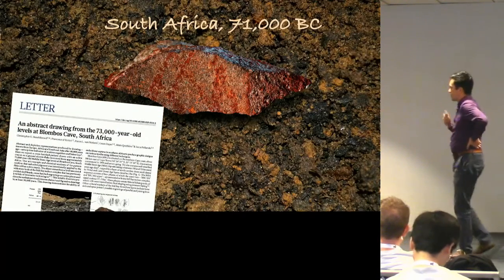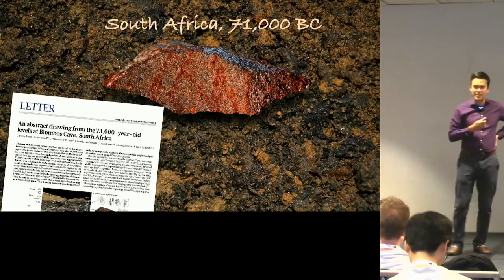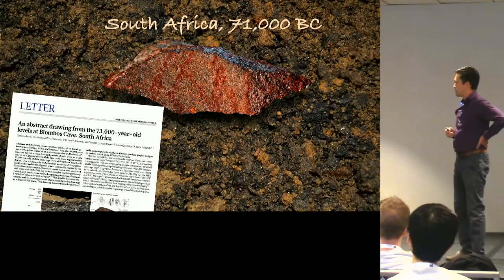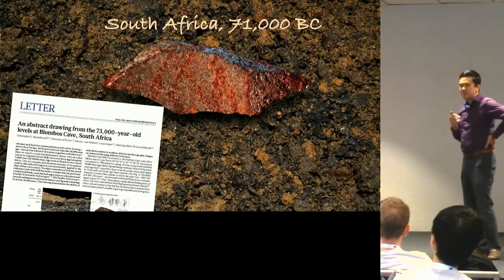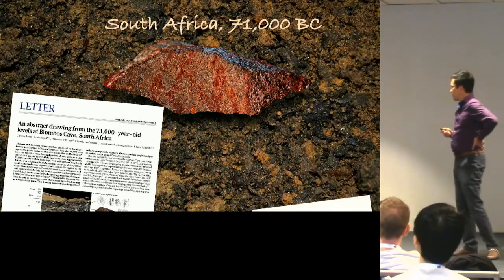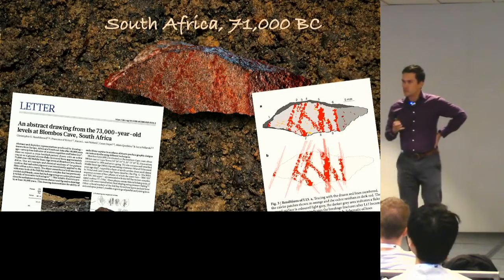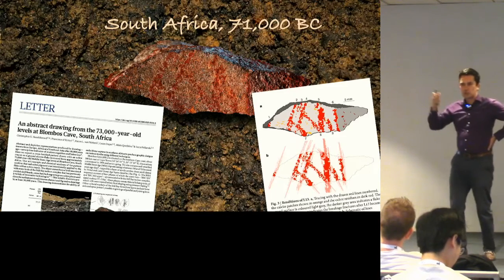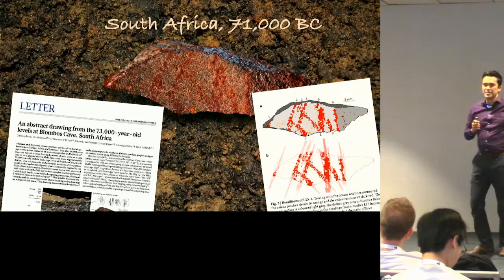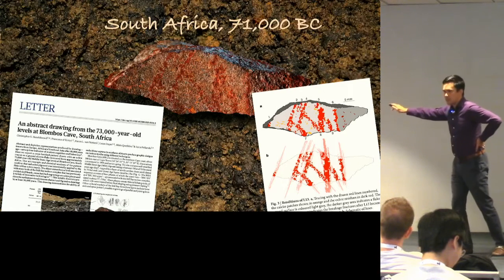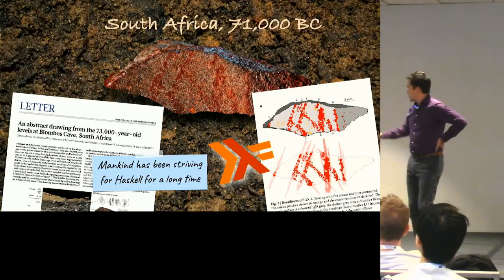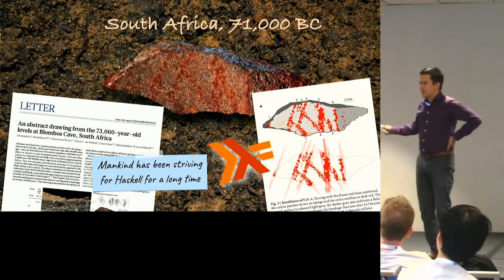And so scientists have done some research on this rock. It comes from 73,000 years ago, and it was found in a cave somewhere in South Africa. Scientists have done some very careful analysis on this rock. It turns out that they've looked at the inscriptions very carefully, and they said there's no way this is coming up in nature. This was drawn with some crayons, and if you look very carefully at the inscription that's there, you can see that mankind has been striving for Haskell for a very long time.